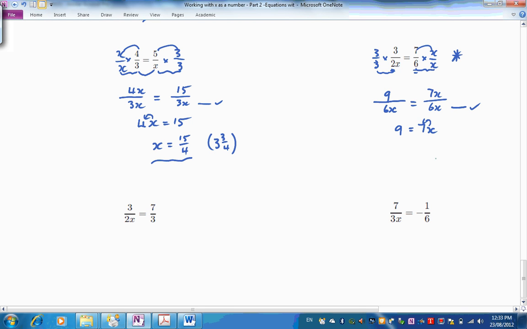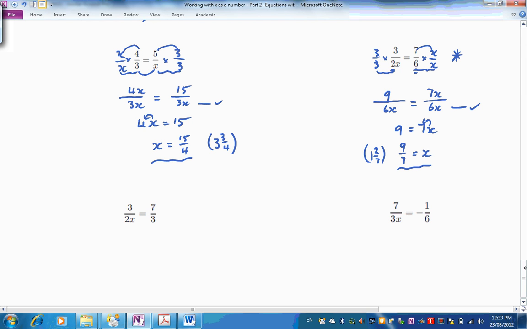X has been times by 7. To get x back again, we'll divide by 7. So our answer is 9 over 7, or again as a mixed number, 7 into 9s go once, and 2 over, so it's 2 sevenths.